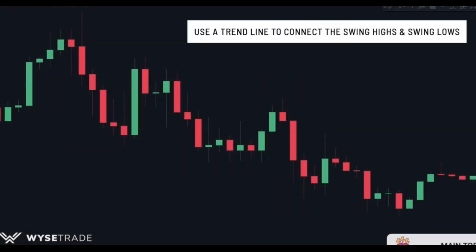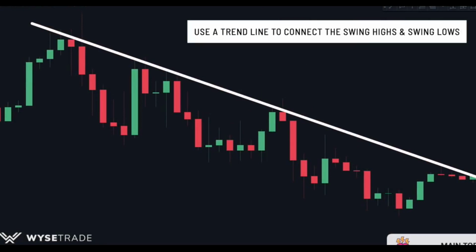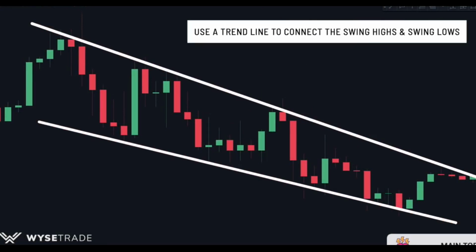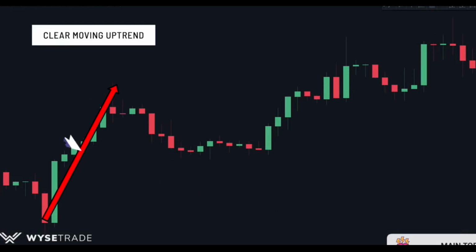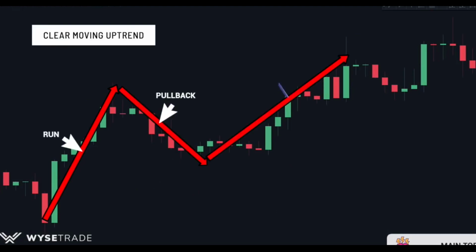Now, a trend line is then applied to connect the swing highs along the top and swing lows along the bottom. So let's move on to an uptrend. Here we have a clear uptrend. We have a run, a pullback, a run, a pullback, and a run.